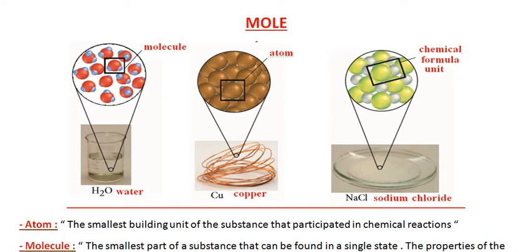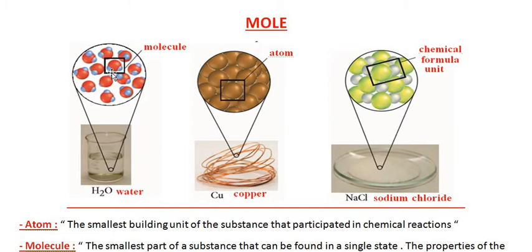We know that any substance consists of very small building units. The smallest building unit that can participate in a chemical reaction is called an atom. The molecule is also a very small building unit, but the molecule is generally greater in size than the atom, bigger than the atom.